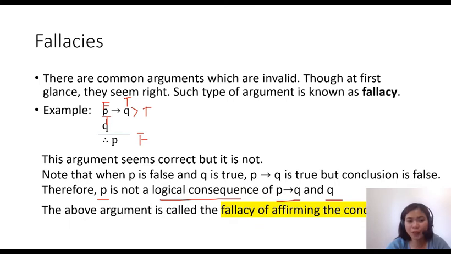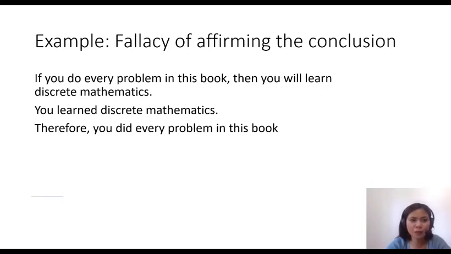The above argument shown here is called the fallacy of affirming the conclusion. So that's the first type of fallacies. So let's have an example. Let's say, if you do every problem in this book, then you will learn discrete mathematics. And you learned discrete mathematics. Therefore, you did every problem in this book. So at first glance, this sentence seems correct, right?